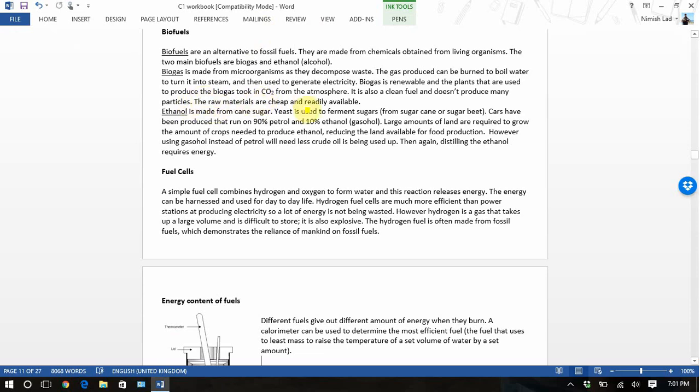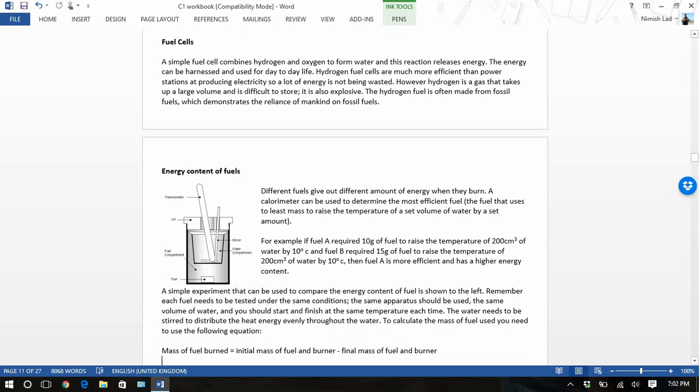Ethanol is made from cane sugar, so yeast is used to ferment these sugars. Cars can now run on 90% petrol, 10% ethanol, so that's called gasohol. But large amounts of land are actually required to grow the amount of crops needed to produce the ethanol that is currently in demand. So if we're reducing land for other food production, we could end up with a food shortage. So gasohol instead of petrol will lead to less crude oil being used, but then distilling the ethanol itself actually requires energy, but it's also taking up extra land as well. So there's a bit of a balancing act to do there.